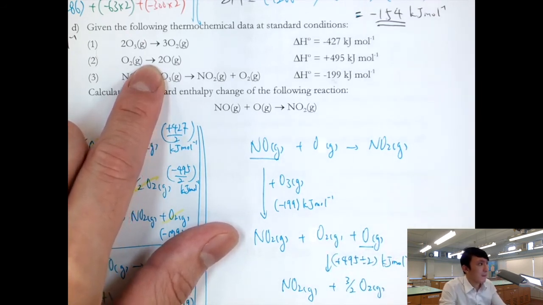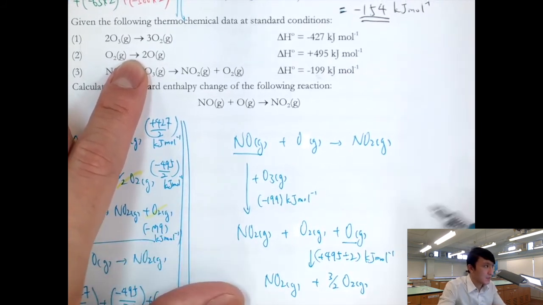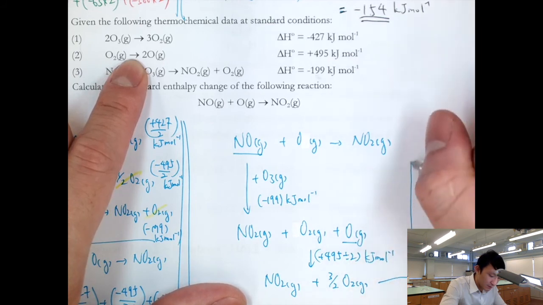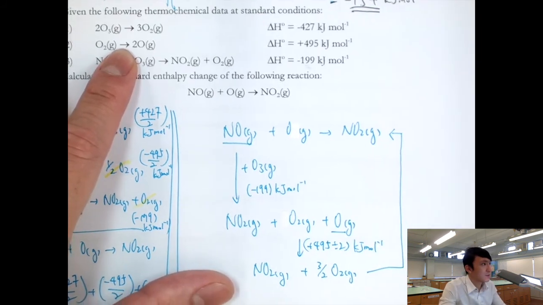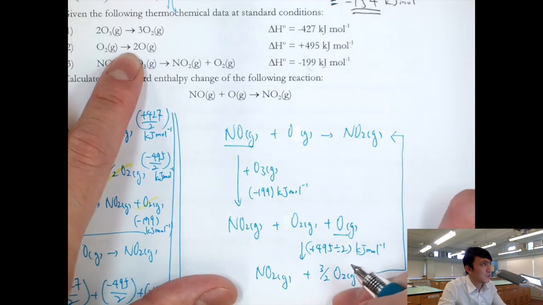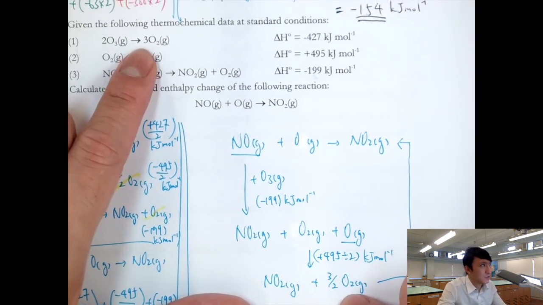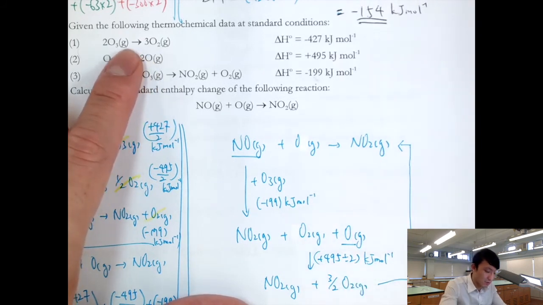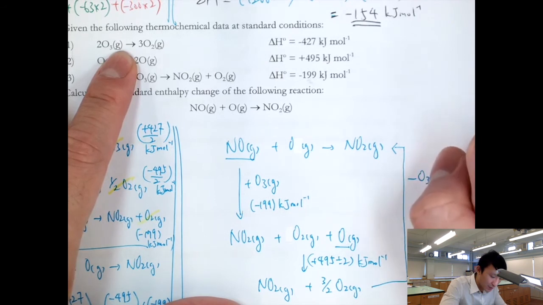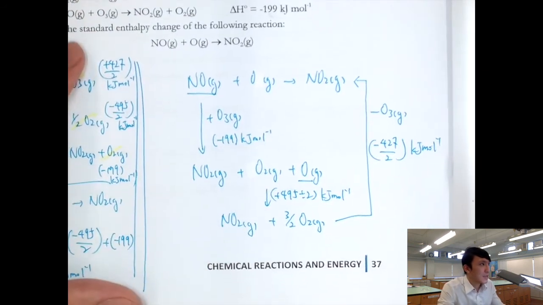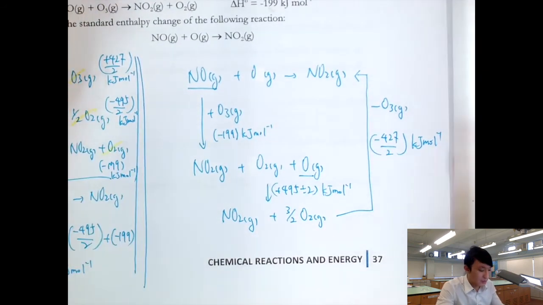Okay? And lastly, with this one, if it wants to become NO2, you just have to get rid of the O2, so you want to form O3, right? So 3/2 O2 is able to form 1 O3, so you can minus O3 here. And this one will be negative 427 divided by 2 kilojoule per mole. Okay, so that is how we construct the cycle.